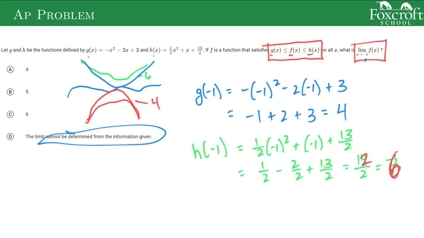So really for these types of questions where you recognize the squeeze theorem, figure out the two limits. If they're the same, that's the answer. If they're not the same, you can't figure it out from the information that's given to you. We have no idea what f is, so we know it's between 4 and 6, but that's not enough to know what the actual answer is.